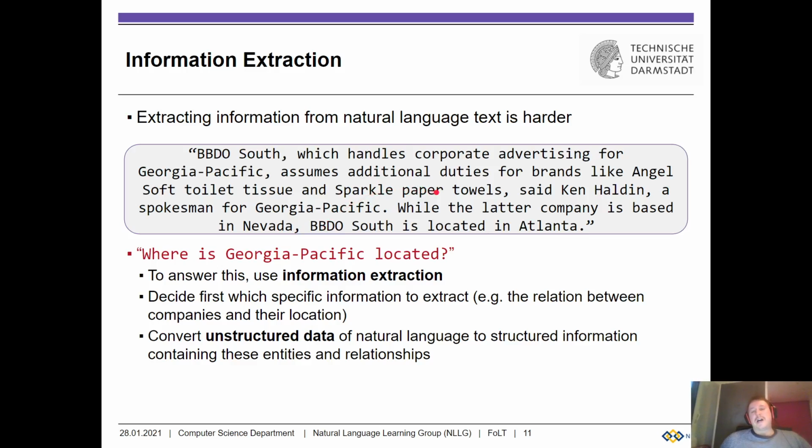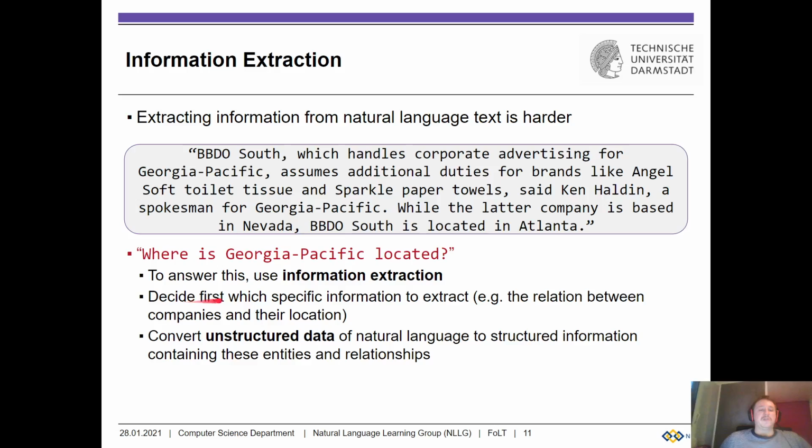Secondly, we need language inference capabilities, such as knowing what the latter company actually refers to. Does that refer to Ken Heldon? Does that refer to Georgia Pacific, or what does that refer to? So that's a complicated thing, but how we're going to hopefully solve it is, we're going to use information extraction.